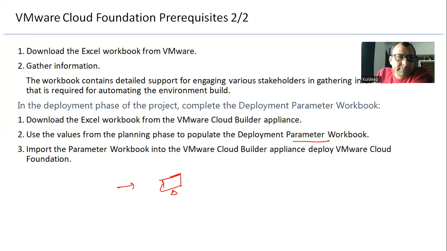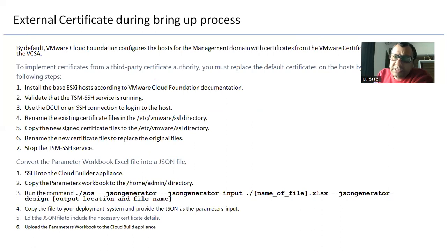All right, if we want to use a third-party CA, we have to replace the default certificate for ESXi. That whole process is given there. You have to access the SSL directory, take a backup of your original certificate, and replace the certificate through the external CA. The whole process is available in the VCF deployment guide.